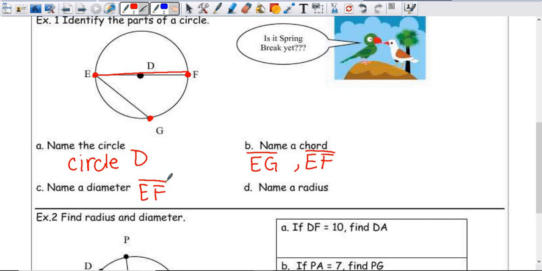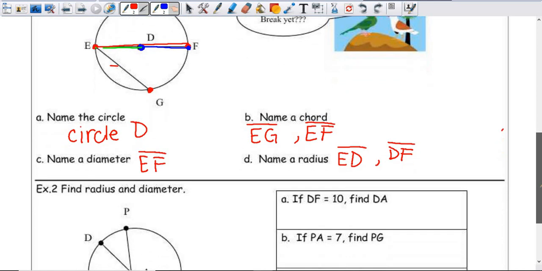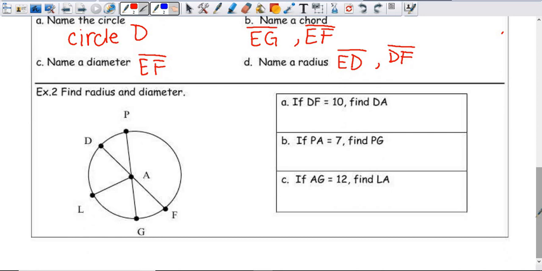And then a radius should go from the center, so we have to start at D and either go to F, or at D we can go from D to E. So I can name that ED or DE, or I have DF or FD. The order does not matter as long as it is a line that goes from a center to the outside. All right, so let's find radius and diameter.